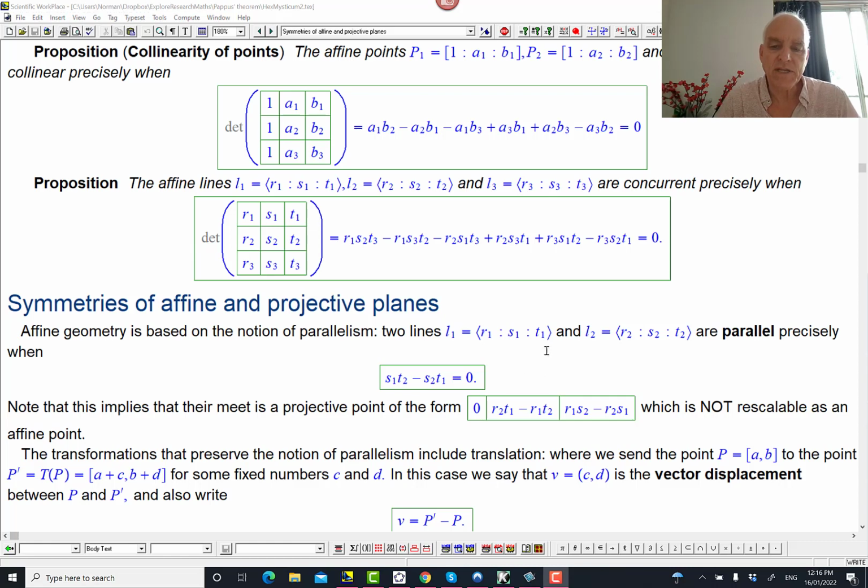Now, if this condition is satisfied and you actually have a look at the formula for the meet of these two lines, you go up here. Okay, the formula was up here somewhere.